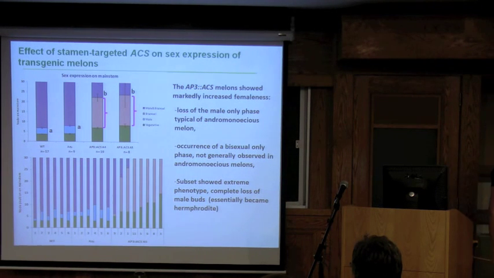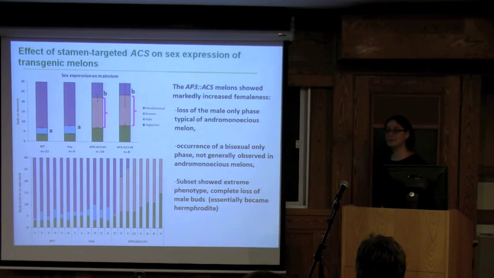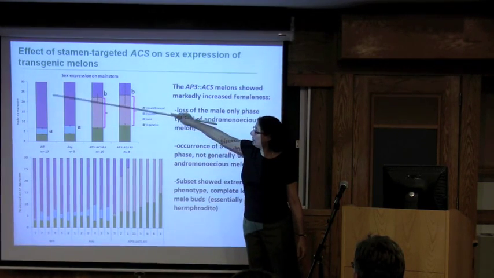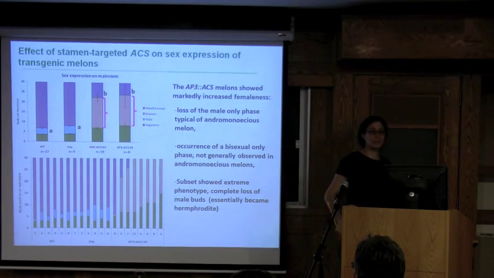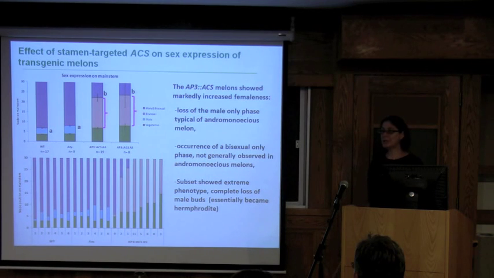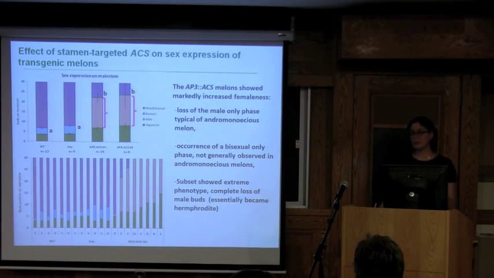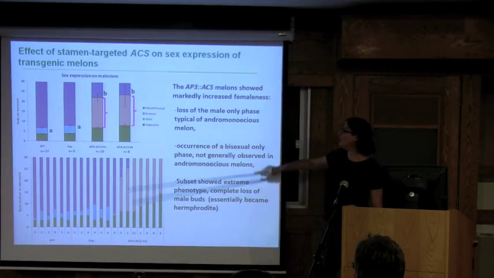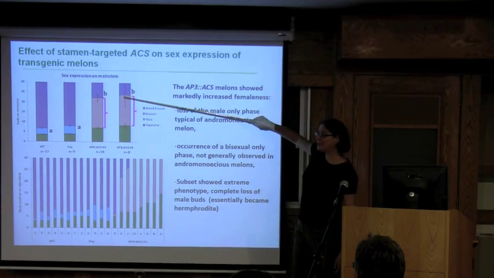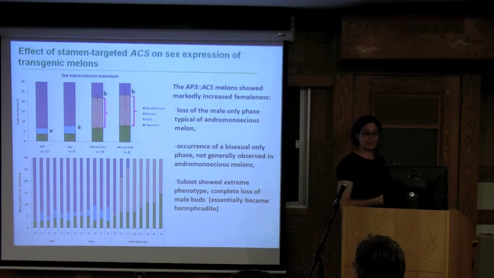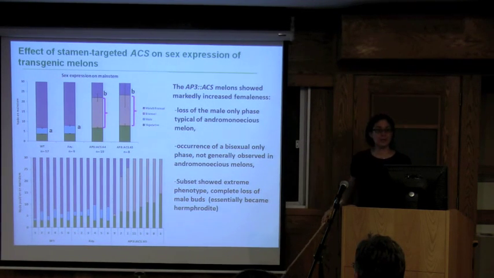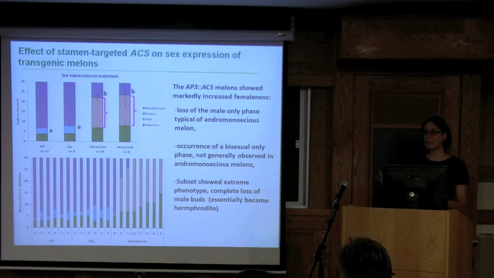If we now targeted that ACS gene to stamen primordia, we saw a very dramatic effect on femaleness. Here again is the wild type showing vegetative nodes, followed by male nodes, followed by nodes that have a mixture of either bisexual or male nodes. But in those lines for which ethylene production was targeted to the stamen primordia, we saw a very dramatic change. We saw a complete loss of the male-only phase, and we saw the appearance of a bisexual-only phase that does not normally occur in wild-type plants. A subset of those individuals actually showed a complete conversion. They never produced male flowers, only produced bisexual flowers, essentially becoming hermaphrodite plants.